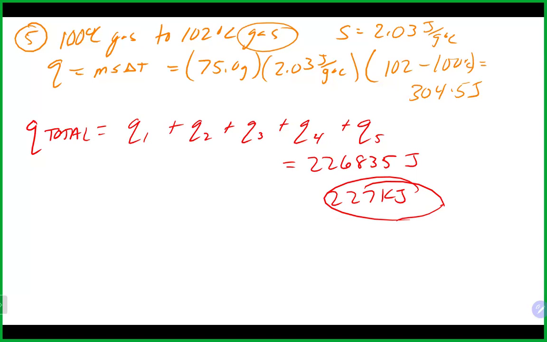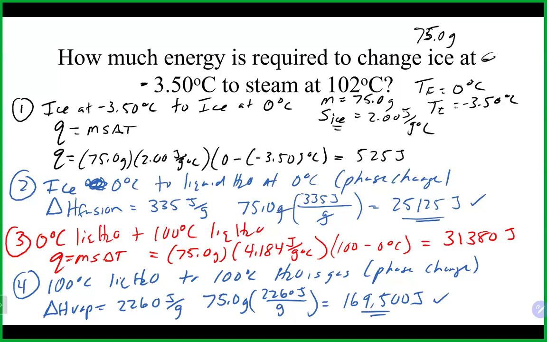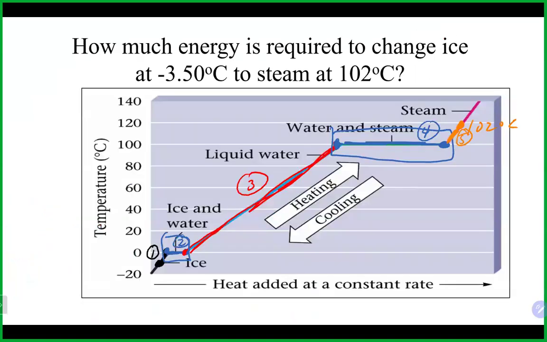Now, we ended up with obviously a positive value, right? So as we're going in this direction, which is a heating curve, it is endothermic, which is what we would expect. What would be the difference if we started at 102 and went to minus 3.5 degrees Celsius? What would be the only difference? Yeah, everybody would be negative, and we would end up with the same number, just negative. If we were going in this direction, we would end up with negative, as it would be exothermic.